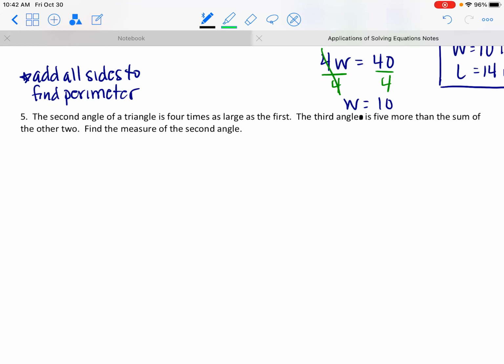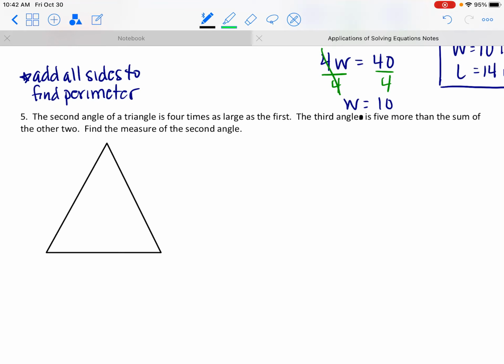Okay, so let's draw this out. Not really fair. I have a cheat tool to make a nice perfect triangle for me, but it says the second angle is 4 times as large as the first. The third is 5 more than the sum of the other two. Find the measure of the second angle.